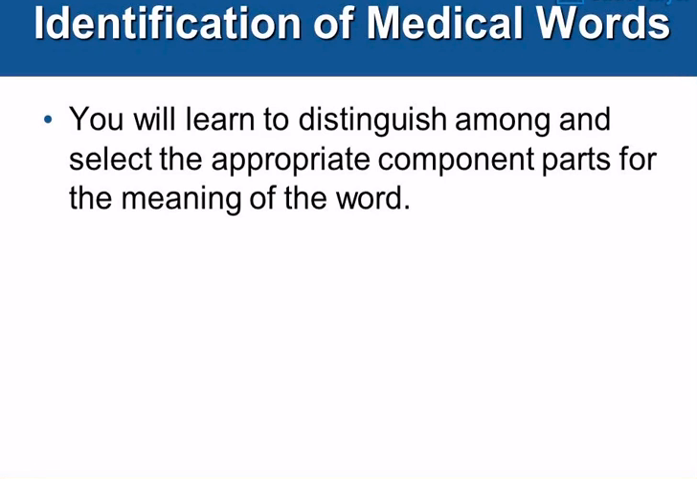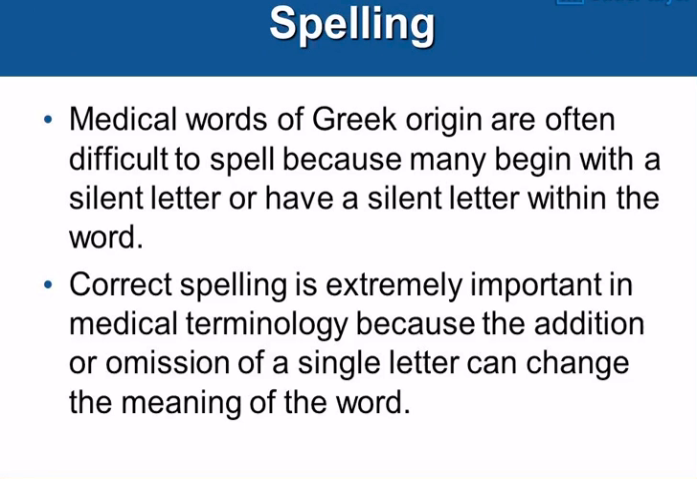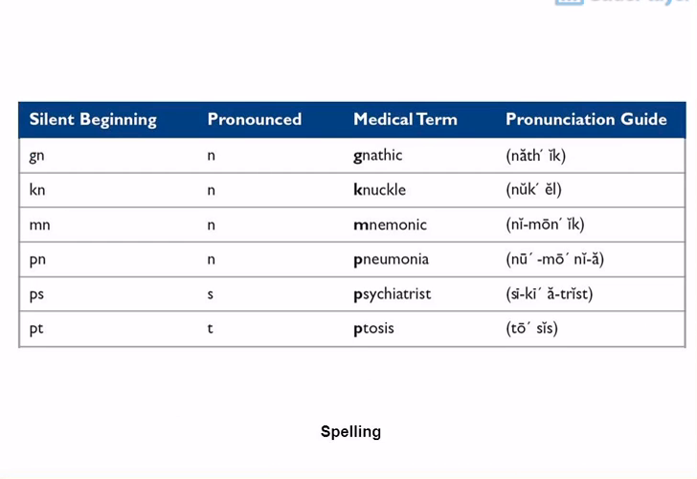Identification of medical words. You will learn to distinguish among and select the appropriate component parts for the meaning of the word. Spelling. Medical words of Greek origin are often difficult to spell because many begin with a silent letter or have a silent letter within the word. Correct spelling is extremely important in medical terminology because the addition or omission of a single letter can change the meaning of the word.